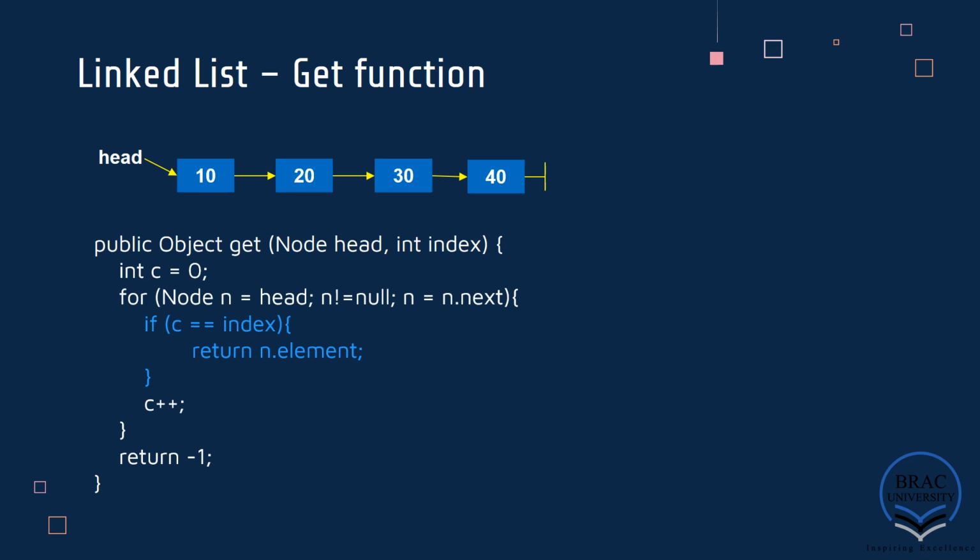Let's see some sample input and output. If my sample input is get(head, 2), as 2 is a valid index in the sample list given here, if I count 10 with 0, 20 with 1 and 30 with 2, the output will be the value at index 2, which is 30. If my input is something like get(head, 10), where 10 is an invalid index, my output will be -1.